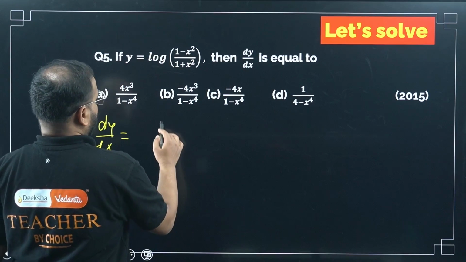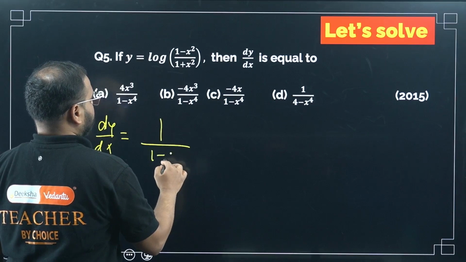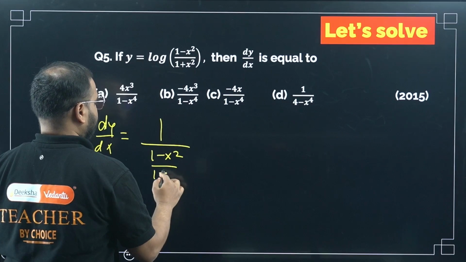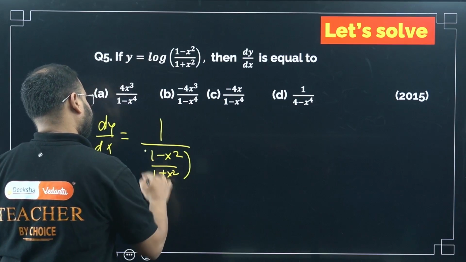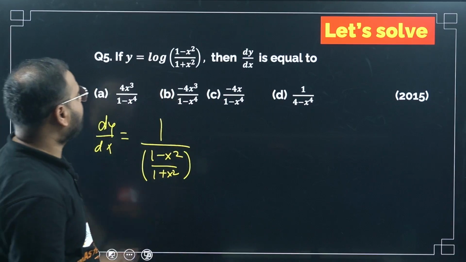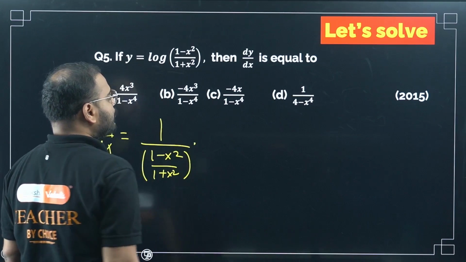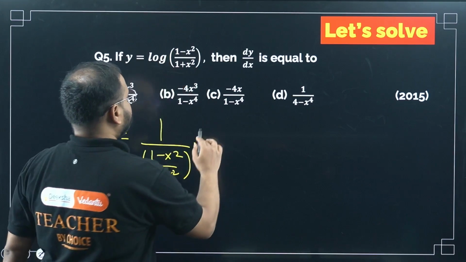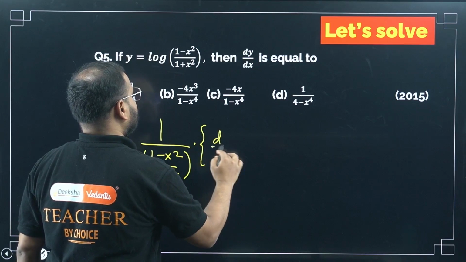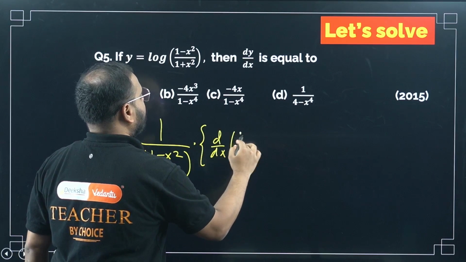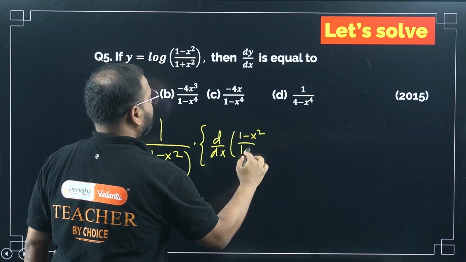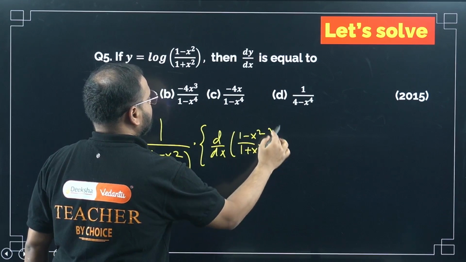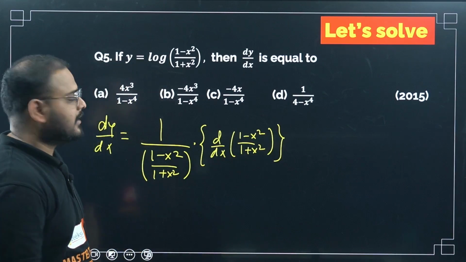Check here. For log will be, correct, only for log I did. Then I have to use chain rule. For chain rule I have to do this part. Differentiation, I'll write it as d by dx of 1 minus x square upon 1 plus x square. Yes or no? Yes sir.